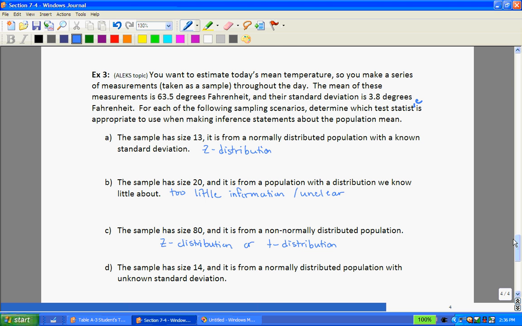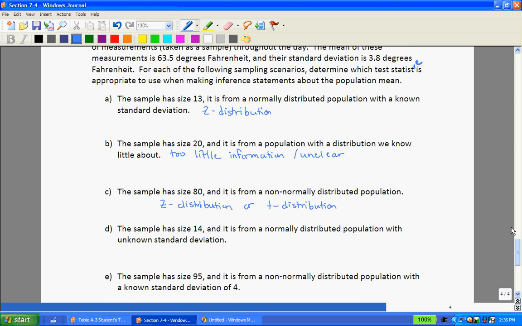Let's take a look at D. The sample has size 14, and it is from a normally distributed population with unknown standard deviation. So I'll go back to the top of my flowchart. Do I know the standard deviation? No. They told us we do not know. So then my next question is, is the sample size larger than 30? Nope. 14 is definitely less than 30, so that means this will be a t-distribution.